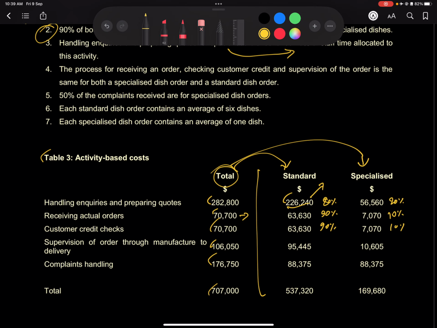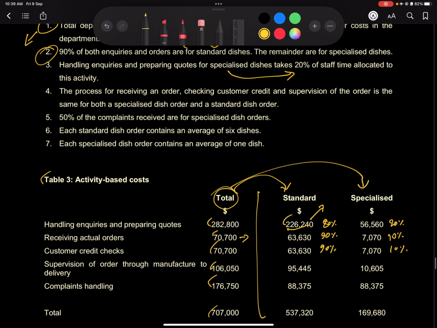So what you can see right over here is in the notes. There is a very logical step right over here. I just want you to think very carefully. Just think. The process for receiving an order, checking customer credit, supervision of the order is the same for both dish orders, and then for standard dish order, it's just the same thing for the product.